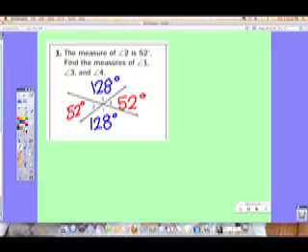Okay, pause. Will you look at this real quick? This one, are you going to use linear pair or vertical angles? We're going to have to use linear pair. How do I know that, though?